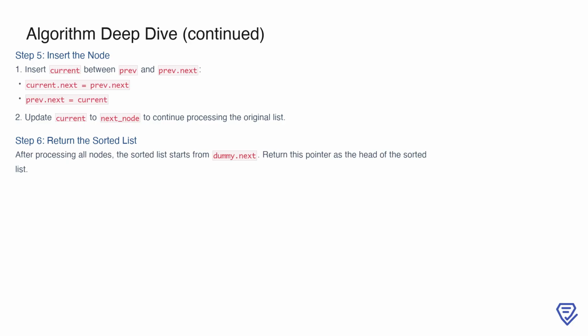After completing the insertion, we move the current pointer to the next node in the original list, which we had stored earlier in the variable next_node. This process is repeated for every node in the original list. Once all nodes have been processed, the sorted list is fully constructed, starting from dummy.next. At this point, we return the pointer dummy.next as the head of the sorted list. This marks the completion of the insertion sort algorithm on the linked list.